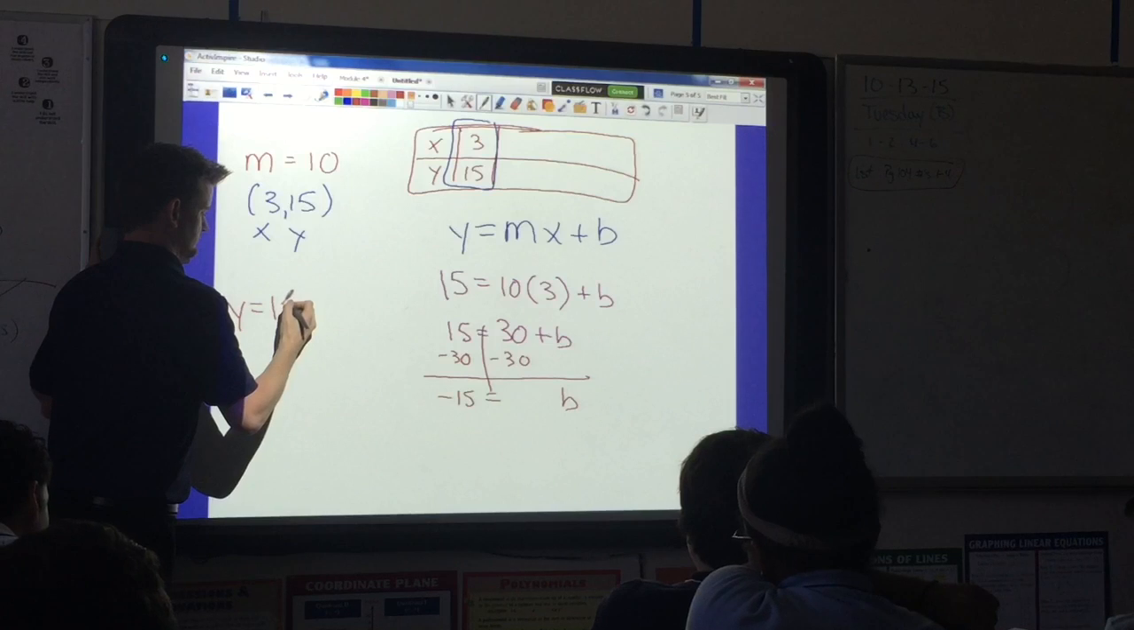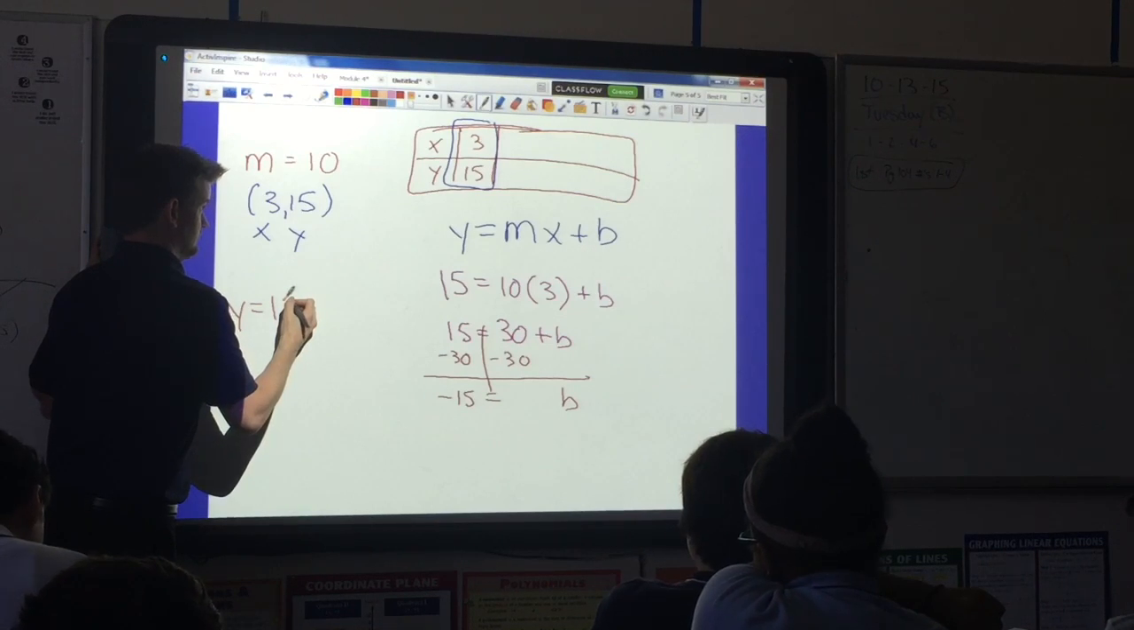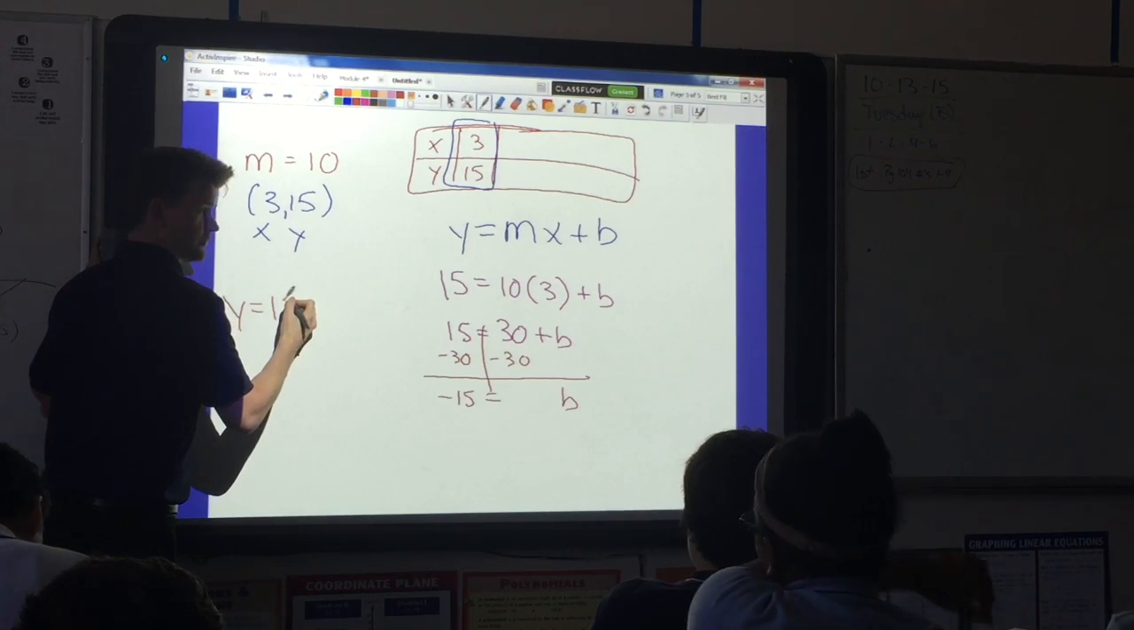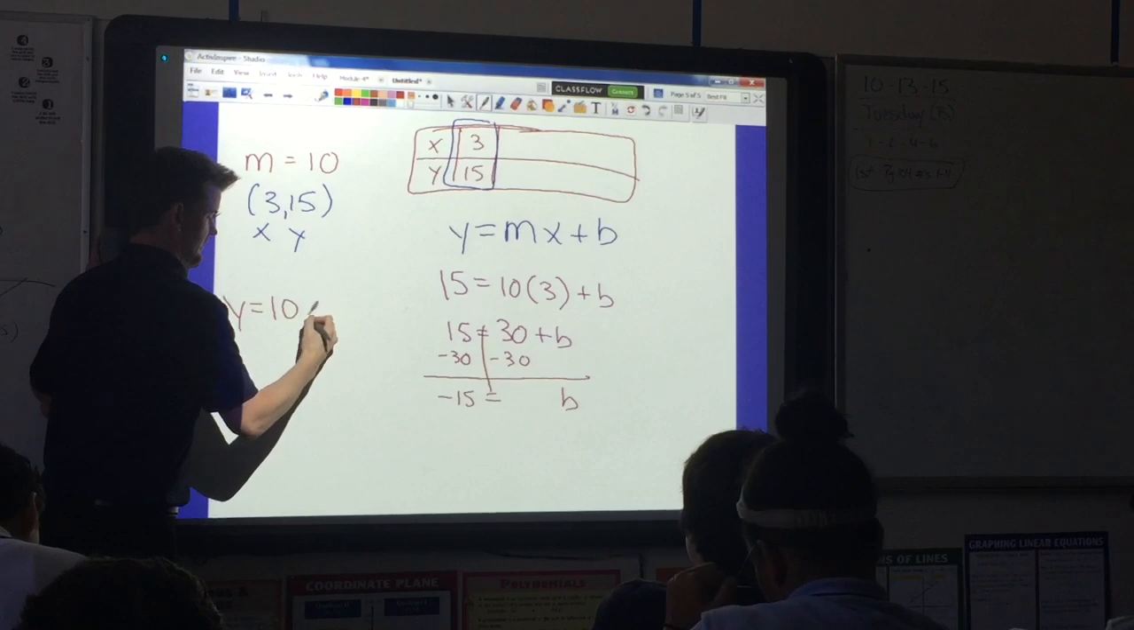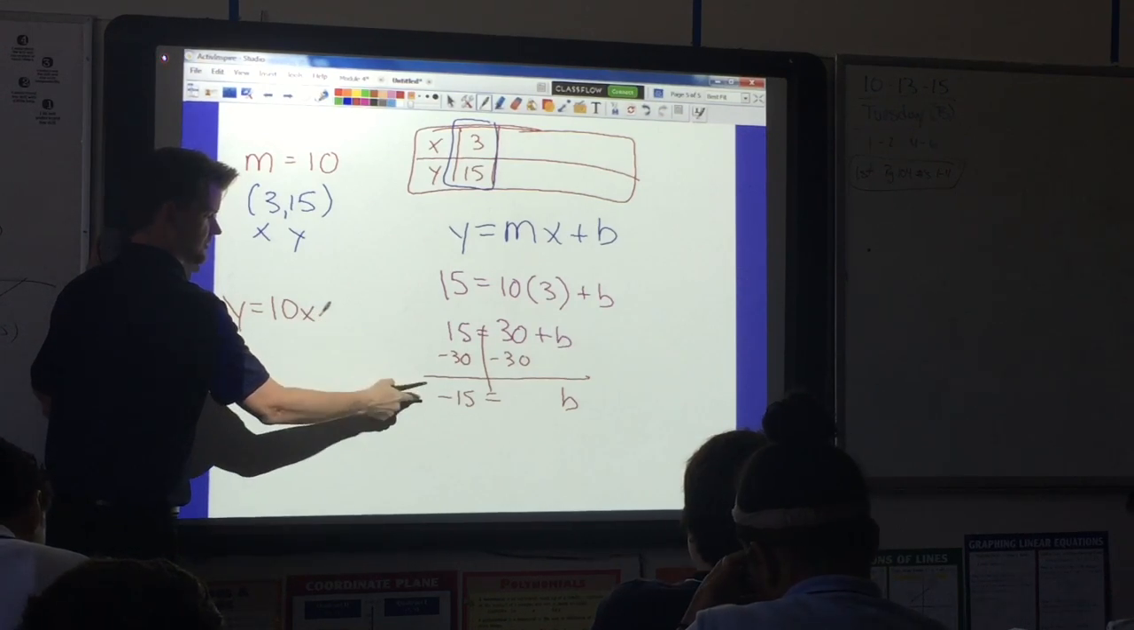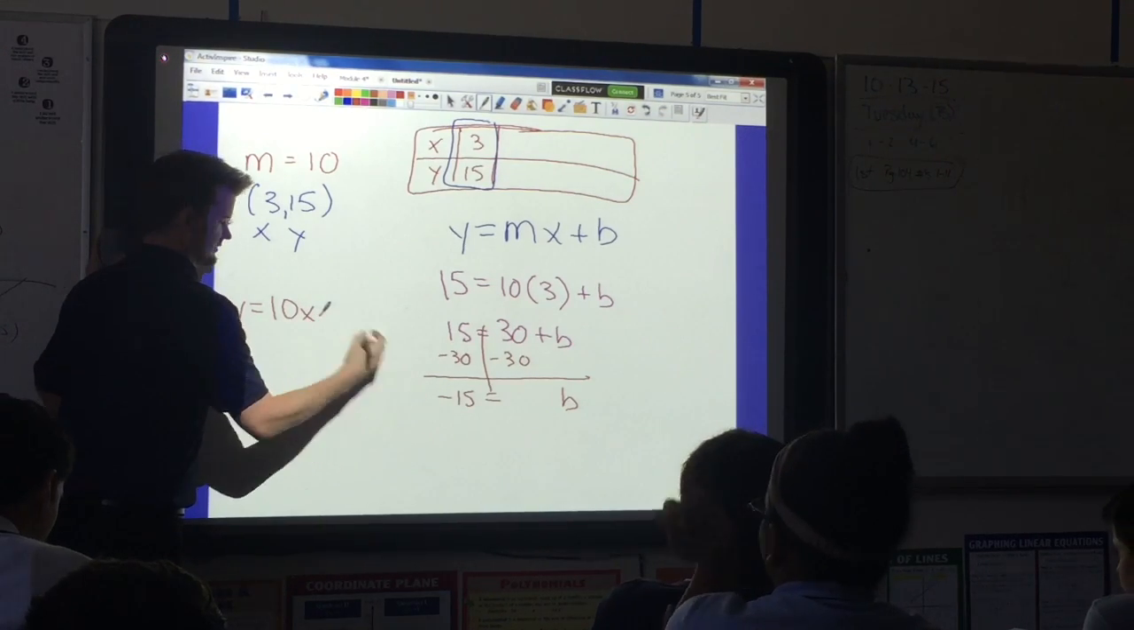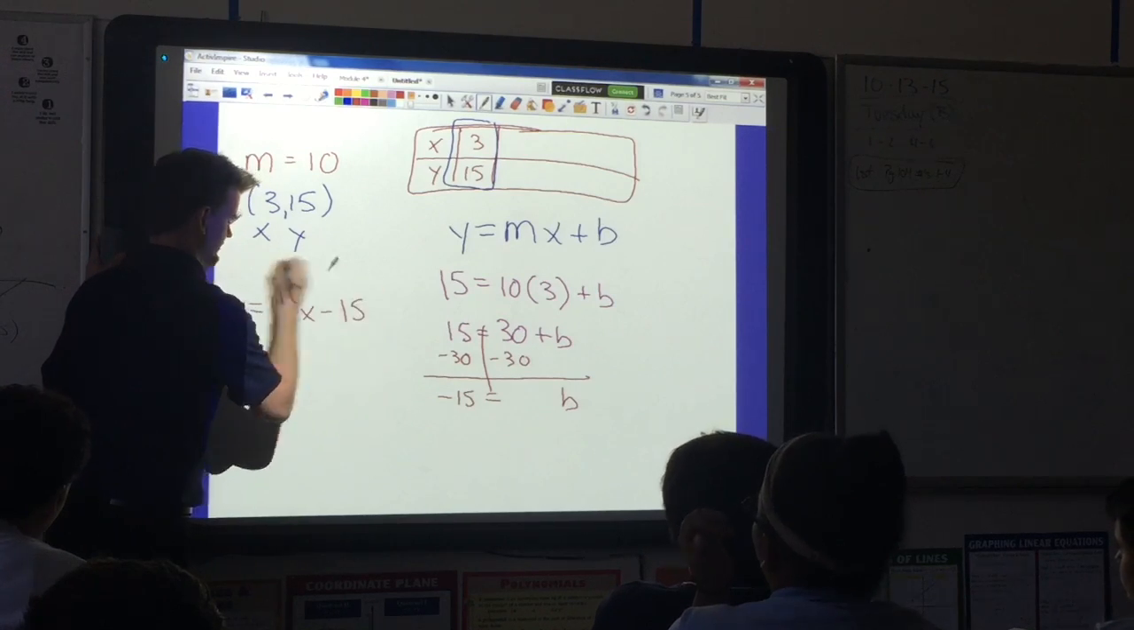Y equals... What's the slope? What's the m? 10x. You don't need the plus. What's our y-intercept? Negative 15. Y equals 10x minus 15.